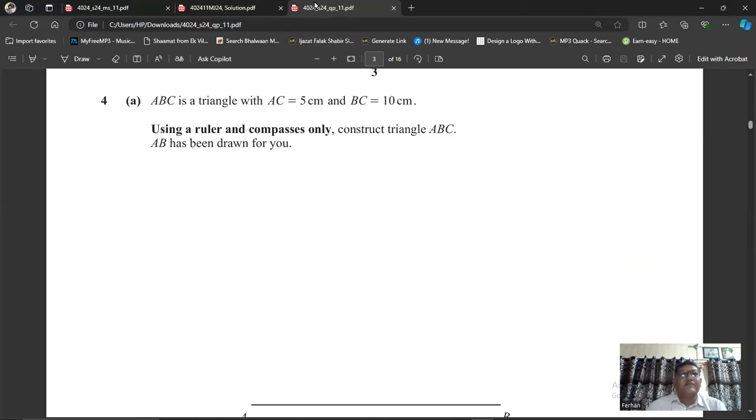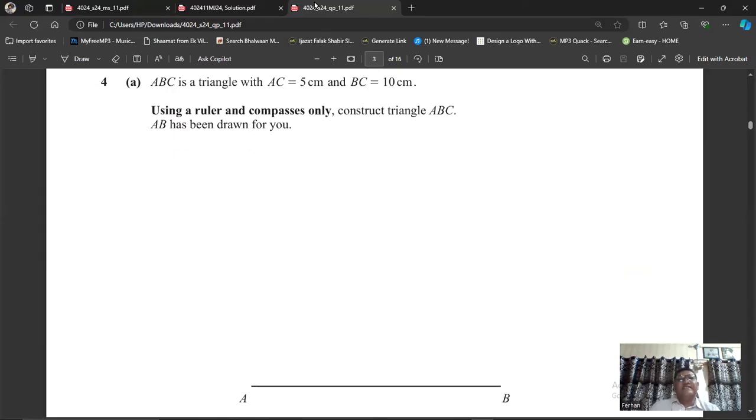He says, question 4, ABC is a triangle with AC 5 centimeter and BC 10 centimeter. Using a ruler and compass only, construct the triangle ABC. AB has been drawn for you. So what you will do, you will open your compass 5 centimeter and you will take A as the center and you will mark an arc here of the radius 5 centimeter. You will take this point A as the center, means the pin of the compass will be here.